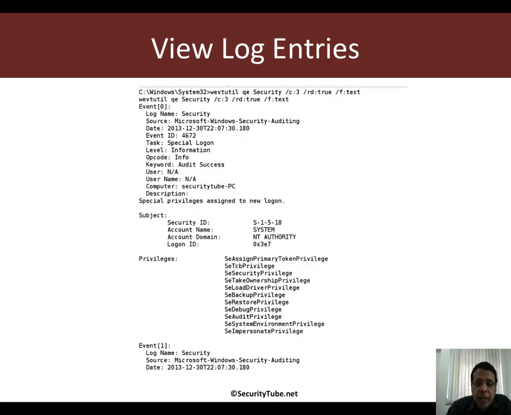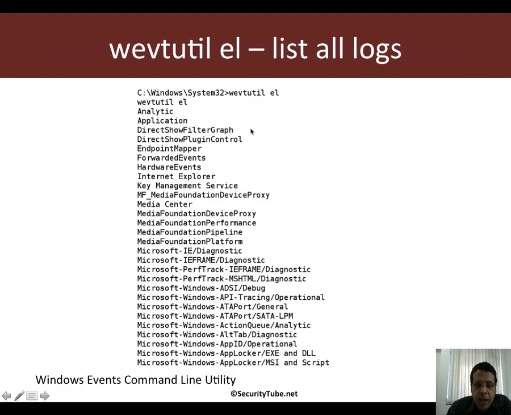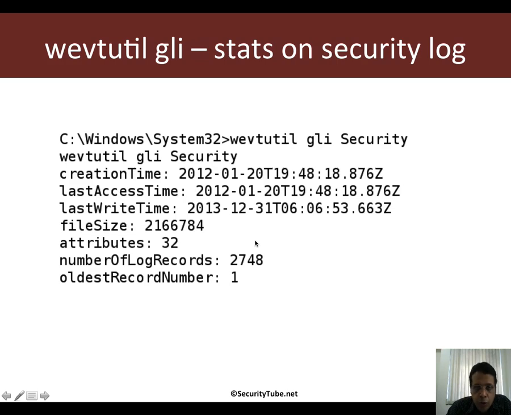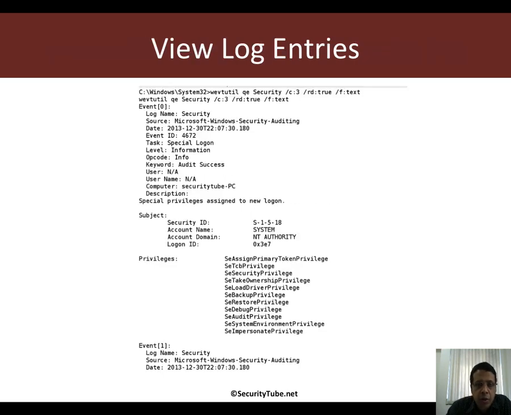Now, if you'd like to view the log entries, we basically use the QE command, and really I would highly recommend that you visit this link and look at the other documentation. Pretty much all of this is available on MSDN as well. So we're going to use QE security and then display the last 3 log entries in text.